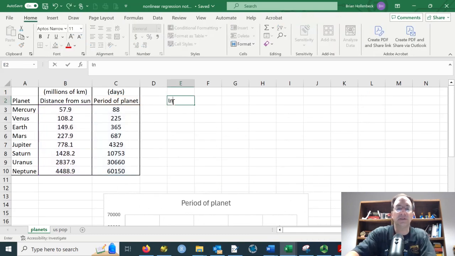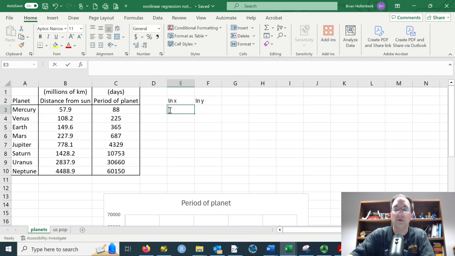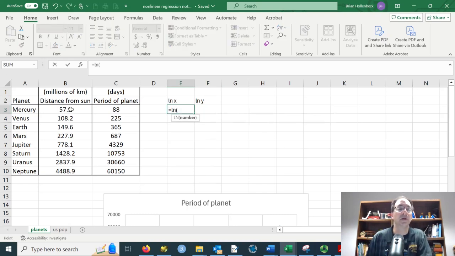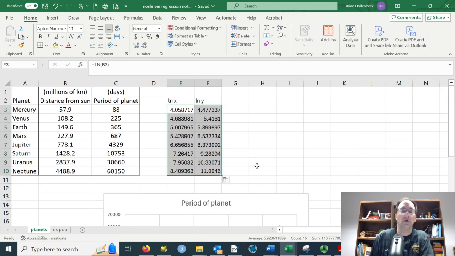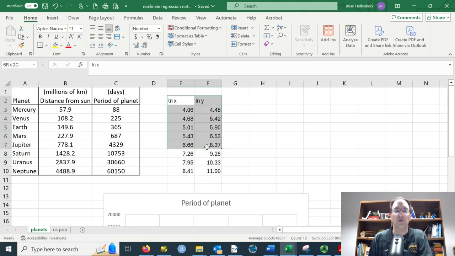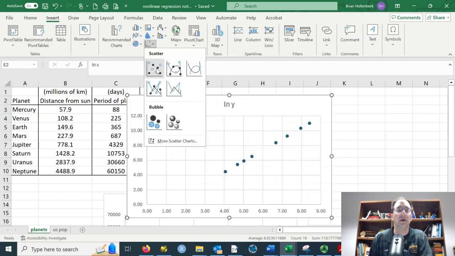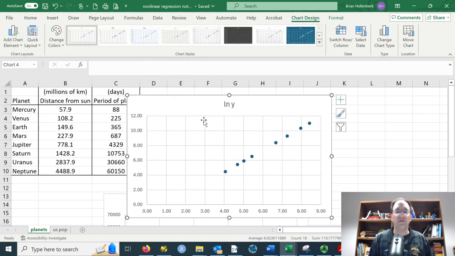So what we're going to do here is the log of x and the log of y. And so I'm just going to let Excel do those calculations for me. And so I'm just dragging that down to let Excel take all those logarithms. And so the point here is that if I plot the transformed y versus the transformed x, I get a very nice linear function. So this would be an indication that a power function was the right choice.